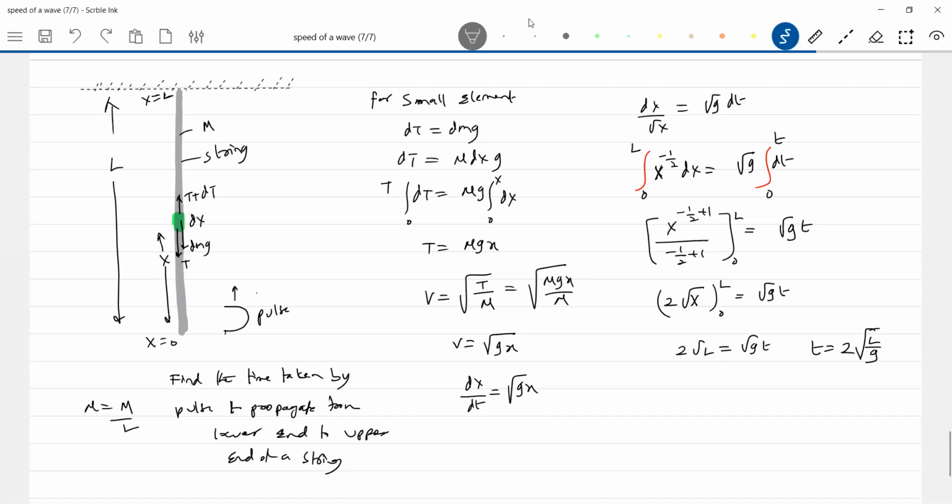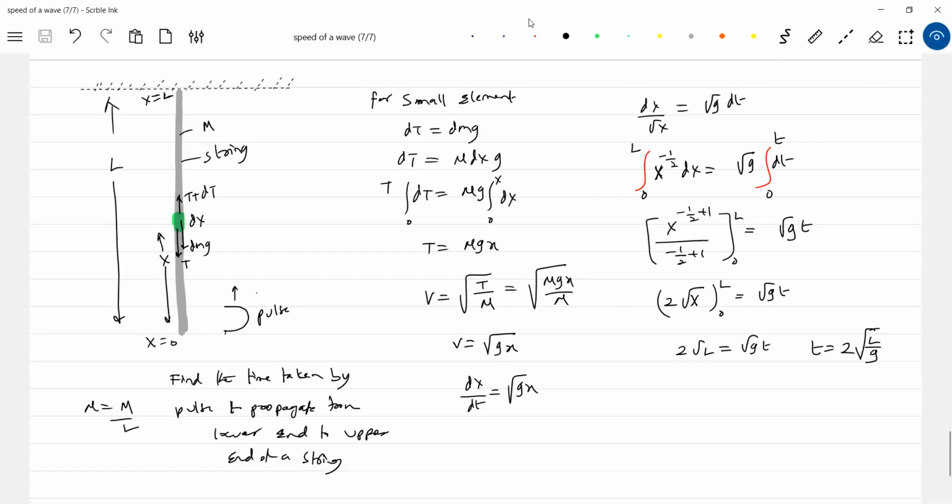Got the idea, no? Okay, what's happening to the speed of the wave? As it propagates, speed will increase, no? Speed will not remain constant because the tension is varying. So the speed of the wave depends on what? It depends upon the medium in which it is propagating. If the tension varies, the speed also will vary.